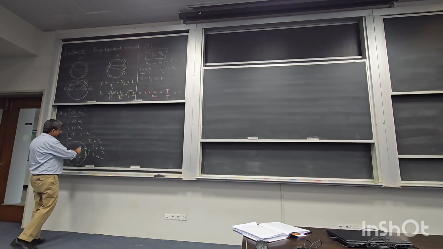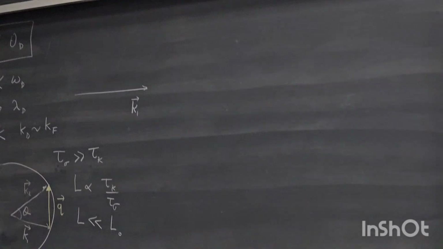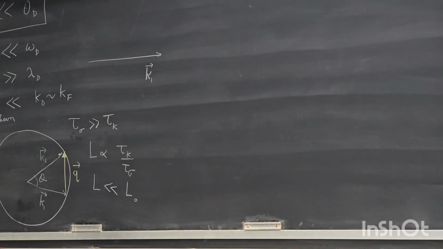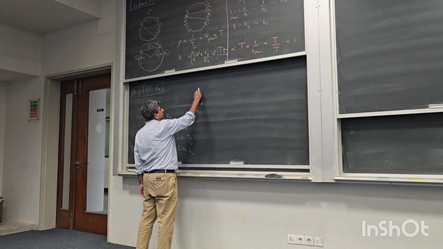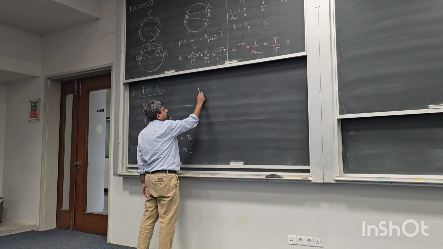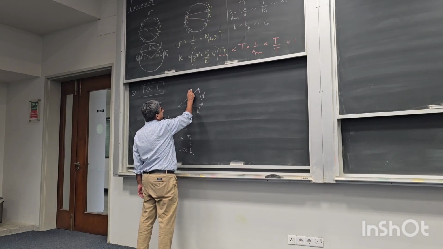Of this process. So let's make a diagram. This is my initial wave vector for electron K1. Now, suppose a phonon is absorbed, of wave vector Q. The new wave vector for the electron is K2.